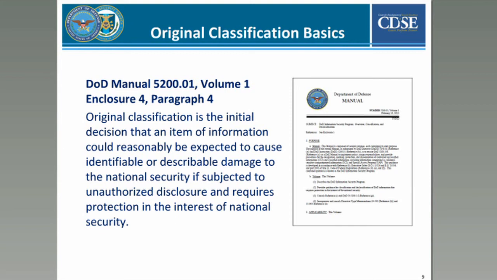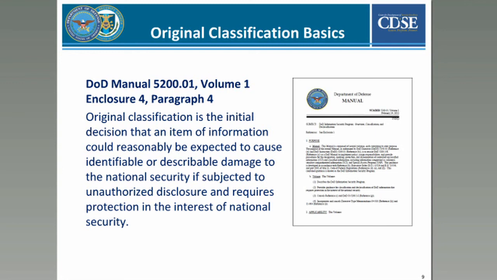Let's begin with explaining why information is classified. We've included an excerpt from DoD Manual 5200.01, Volume 1, Enclosure 4, Paragraph 4, in the file share box that you see on your screen. This excerpt from the manual defines original classification. The manual states that information must be classified only to protect national security.